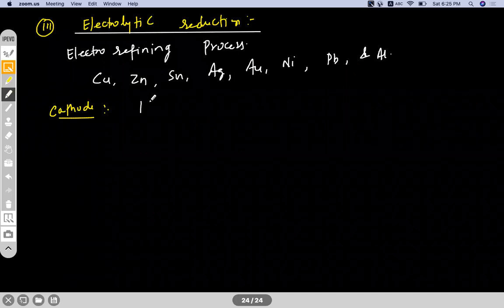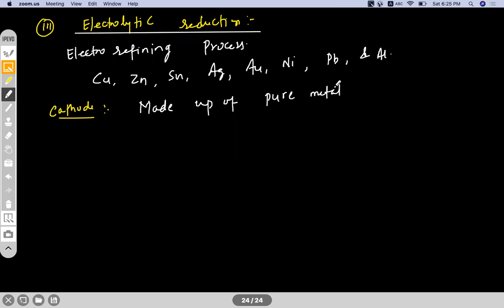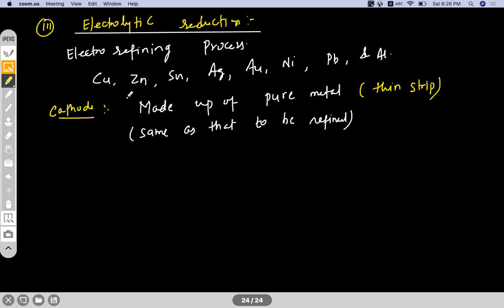So cathode, what I'm telling you, is made up of pure metal. Pure metal, what metal? Same as that to be refined, okay? Suppose you need to extract copper, then you have a thin strip of copper. Same as that to be refined, and we'll have a thin strip of it. Cathode. On this, they ask questions, this information.